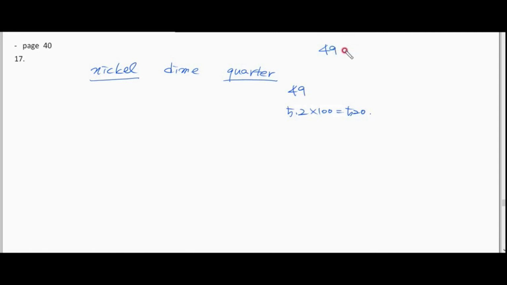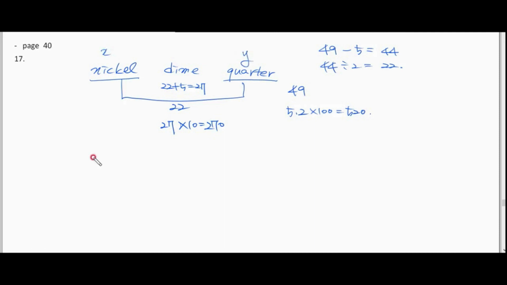So first let's do 49 minus 5, and that equals 44. And then after dividing that 44 by 2, that equals 22. So there are 22 plus 5 dimes, which is 27. And the sum of nickels and quarters is 22. And also we know the value of the dimes, so it's 27 multiplied by 10, and that equals 270 cents. So then let's find out how many nickels and quarters there are. I'll put nickels as x and quarters as y.